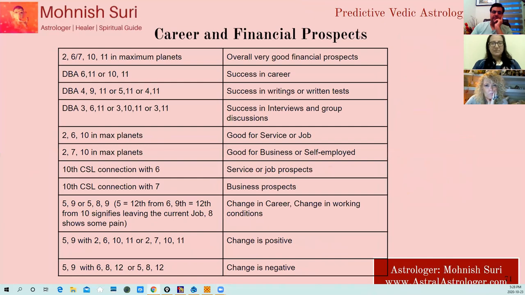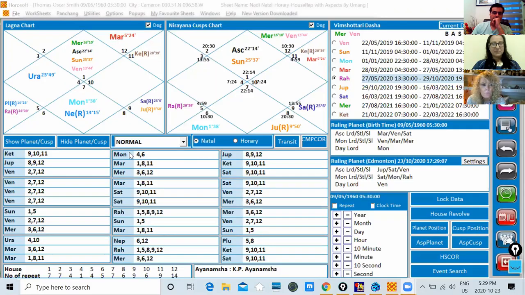So let's do some exercises before I go to the next slide so that it can reinforce the whole learning in your mind. I go back to my software. Okay, can you see my software now? Yes. Okay, this is a chart I just saw today morning. So let's start with this. Thomas Smith, he's one of my clients.